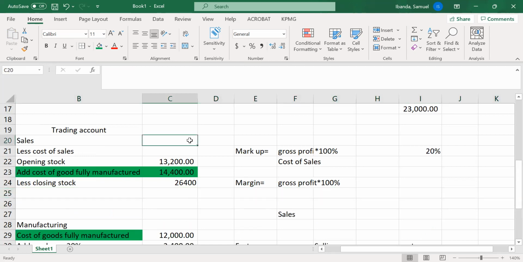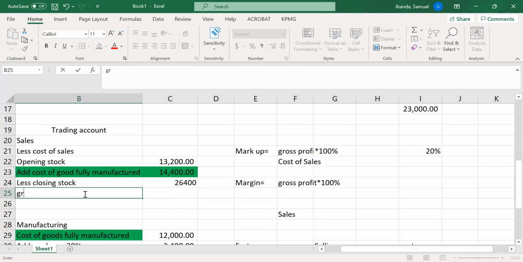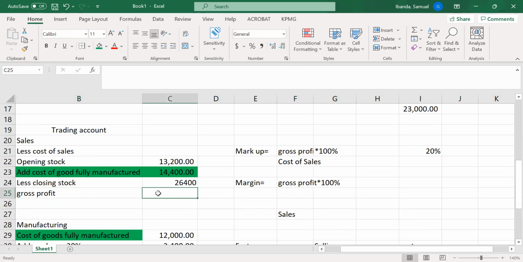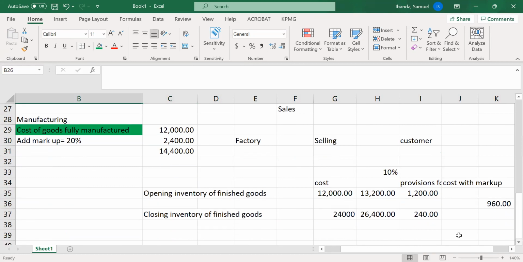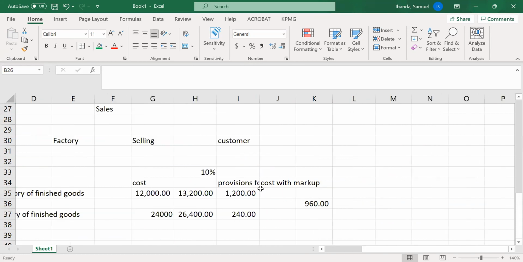If I have my sales, I should be able to get my gross profit. It can also be a loss. It's not that it should always be a gross profit, it can be a loss. So after getting my gross profit, again, in this case, what did I have? This was a decrease, okay? This was basically a decrease. It was 1,200, it is now 240.